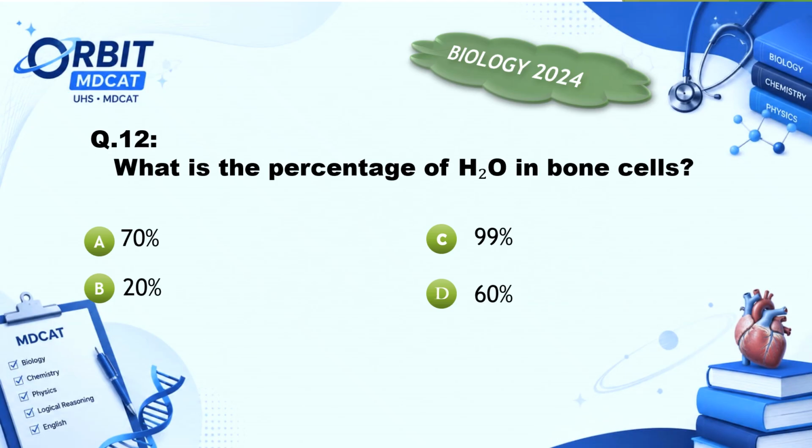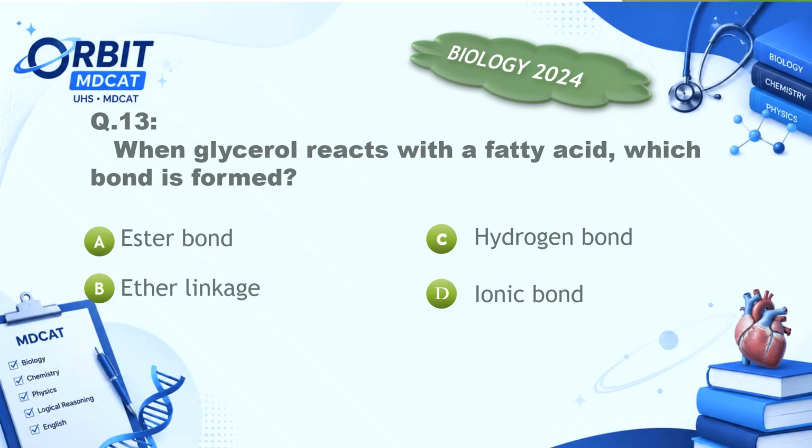Question number 12: what is the percentage of water in bone cells? A. 70%, B. 20%, C. 99%, D. 60%. Question number 13: when glycerol reacts with a fatty acid, which bond is formed? A. Ester bond, B. Ether linkage, C. Hydrogen bond, D. Ionic bond.